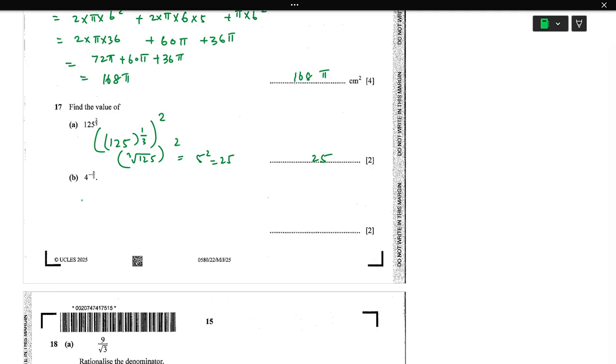Second part, 4 power minus 5 by 2. So I'll make it positive, which is 4 power 5 by 2. I'll bring it down, upside down, which is 1 by 4 power 5 by 2. 4 power 1 by 2 whole power 5 I can write, which is square root of 4 is 2, power 5. 2 power 5 is going to be 32. So 1 by 32. So the final answer is going to be 1 by 32.